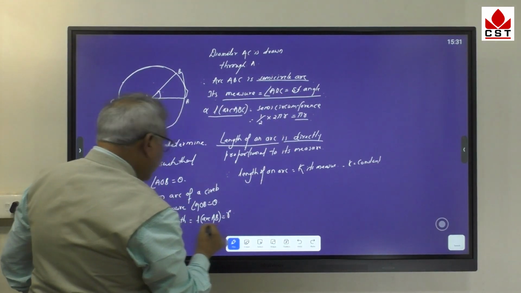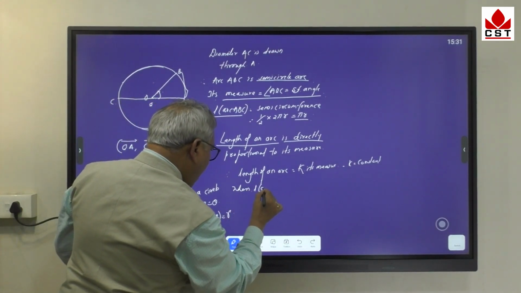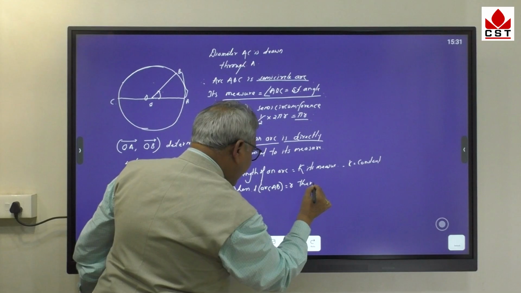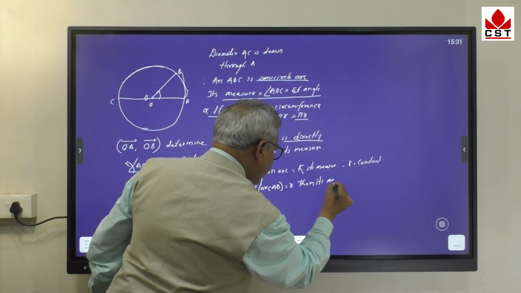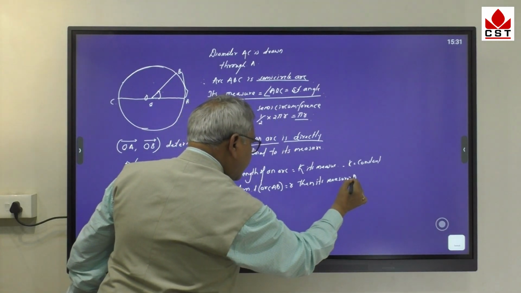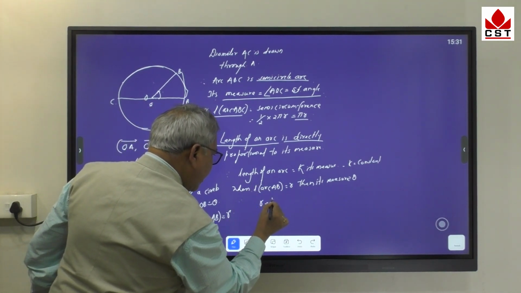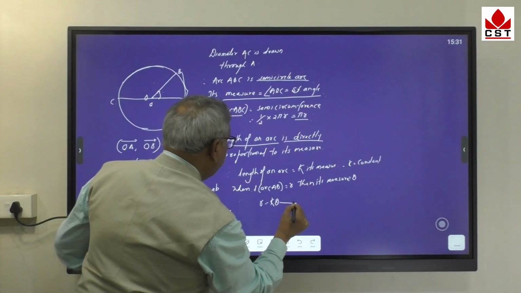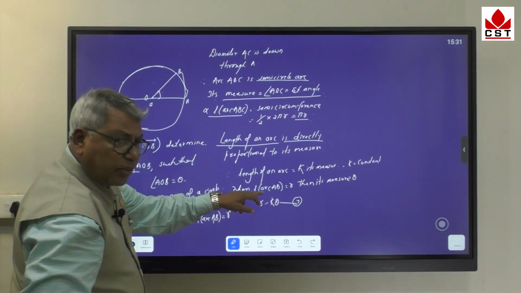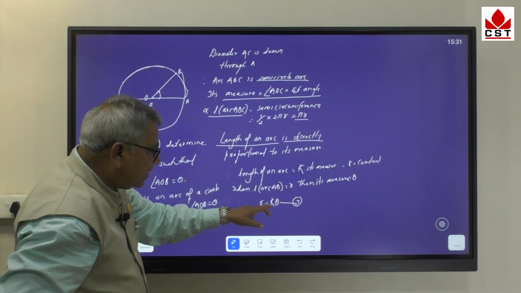Now here, when length of an arc AB is equal to R, then its measure is equal to theta. Therefore, can I say that length R is equal to k theta? That is my equation number 1. R is equal to k theta, right? When length of an arc AB is equal to R, then its measure is equal to theta. So therefore, R is equal to k theta.